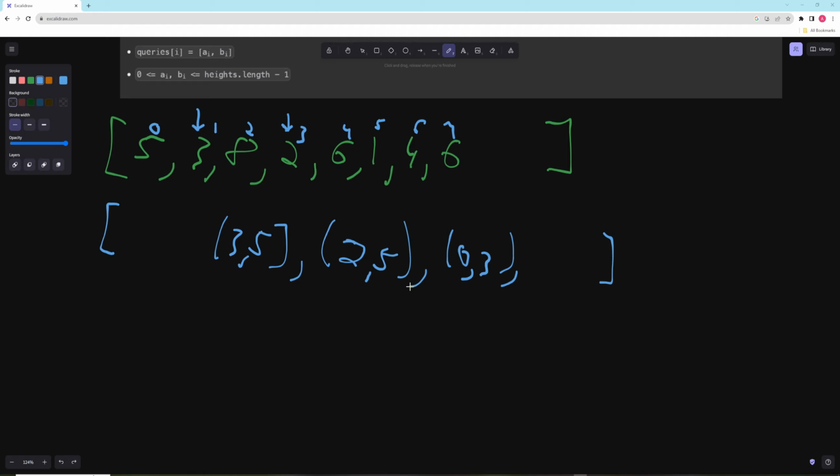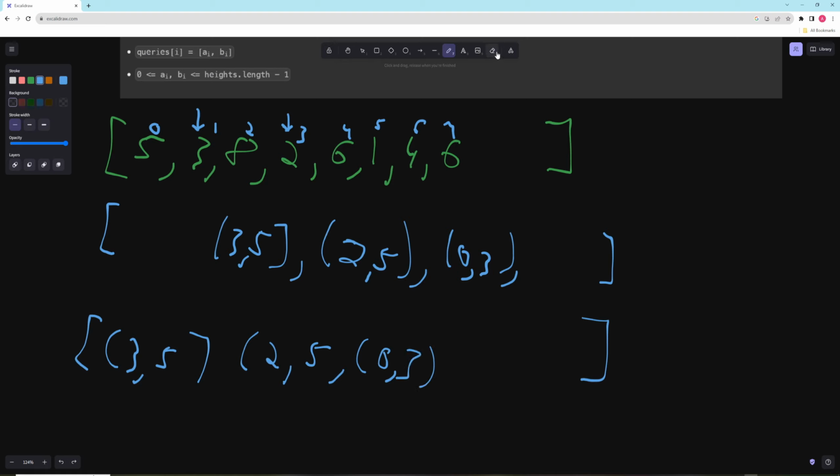So what we're going to do now is we're going to sort these queries, and we're going to sort them by end time, and we're going to do it in reverse order, and I'll kind of show why that is. So we're going to sort them by end time. So 5, 3, this one will be first, right? 3, 5. Then 2, 5. Then 0, 3. These are our 3 queries that we left.